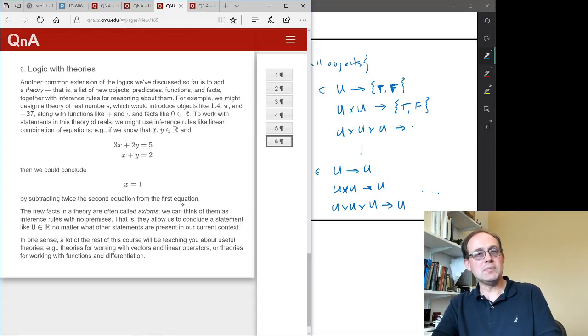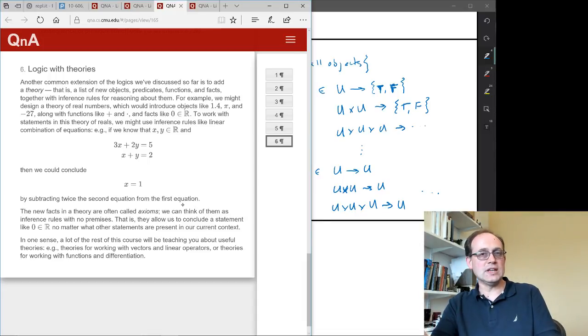So for example, we might have a theory of real numbers that introduces objects for all of the real numbers, things like 1.4 or pi. Functions for working with real numbers, so plus, times, squared, that sort of thing. And facts about these objects, things like 0 is a real number, or the sum of any two real numbers is a real number.